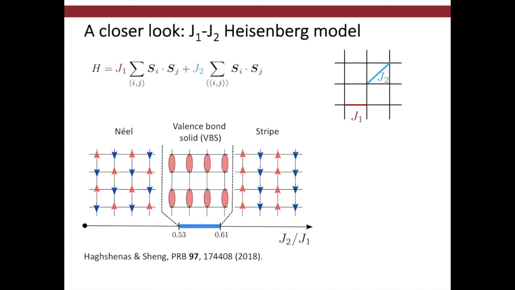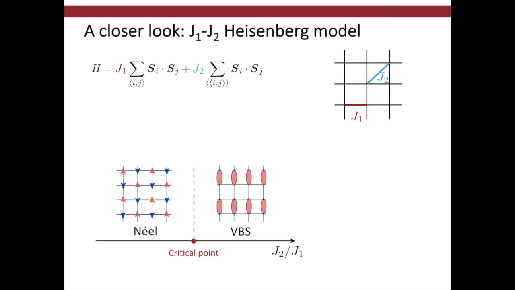Since we're interested in the physics close to the Néel state, let us focus on the Néel and VBS phases and the transition in between the two, which, at least in a large intermediate range of length scales, is characterized by a deconfined quantum critical point and an emergent global SO5 symmetry that mixes the 3 components of the Néel order parameter with the 2 of the VBS state.